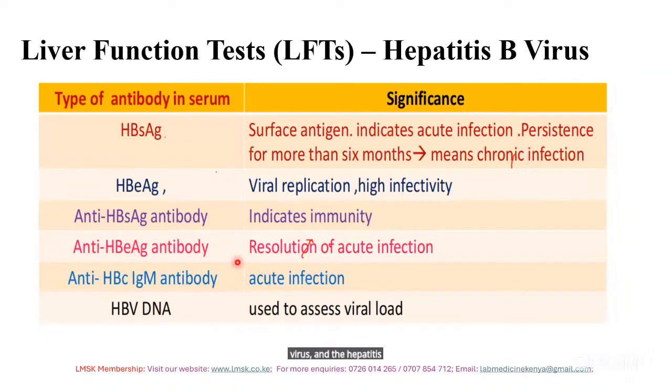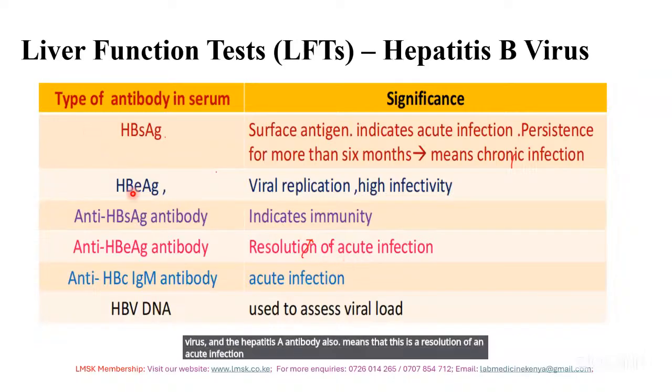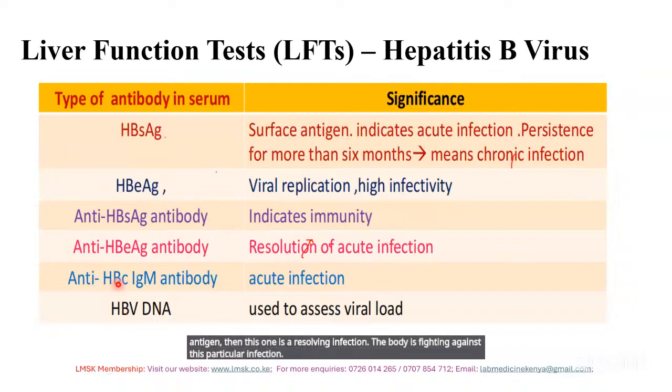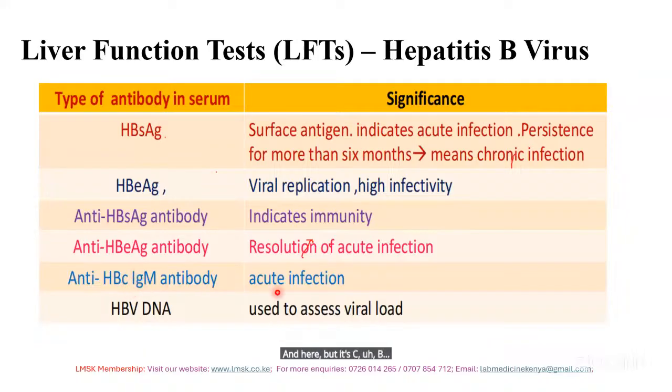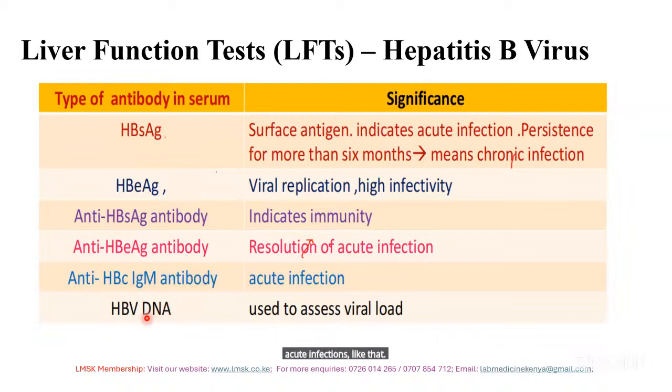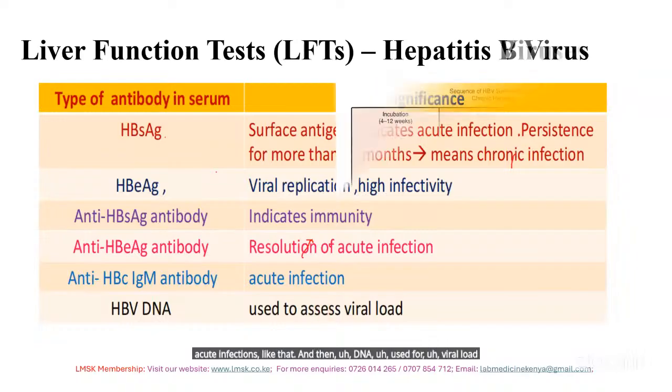Anti-hepatitis B envelope antibody also means a resolution of an acute infection, because the envelope antigen is indicative of active replication. So if we form antibodies against the envelope antigen, then this is a resolving infection. The body is fighting against this particular infection. Anti-hepatitis B core IgM is for acute infection as well, where you see IgM, acute infections like that. And then DNA is used for viral load assessment.